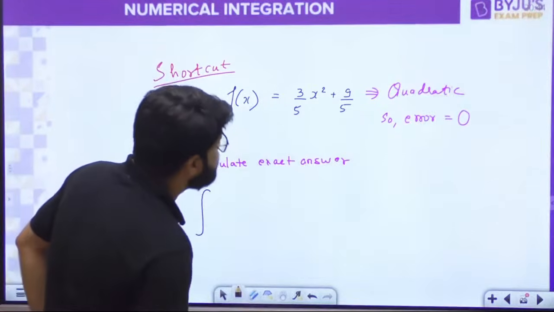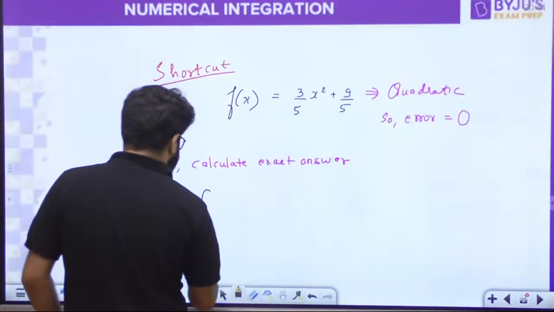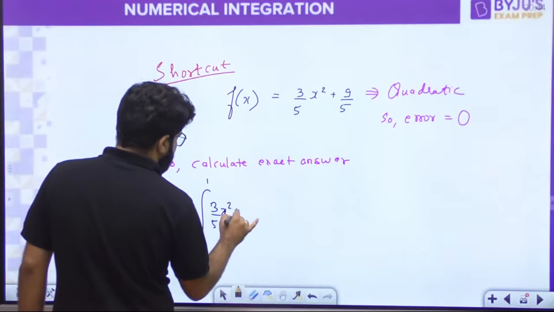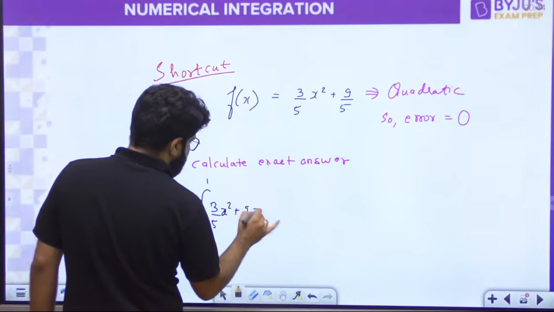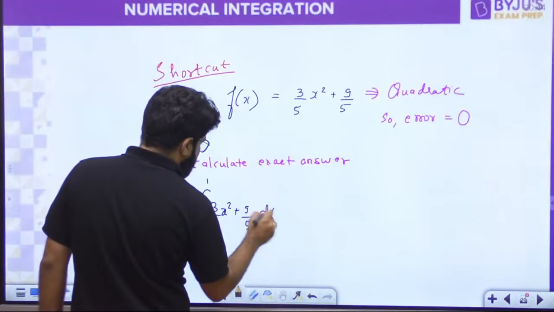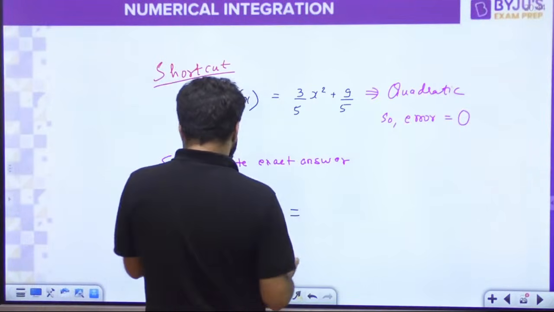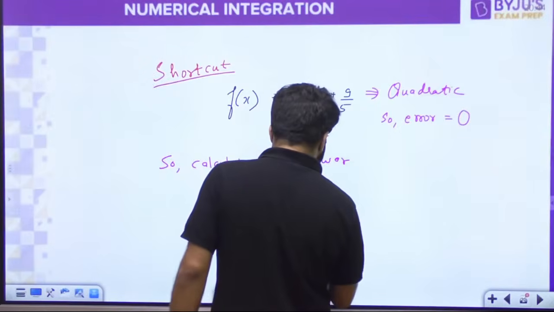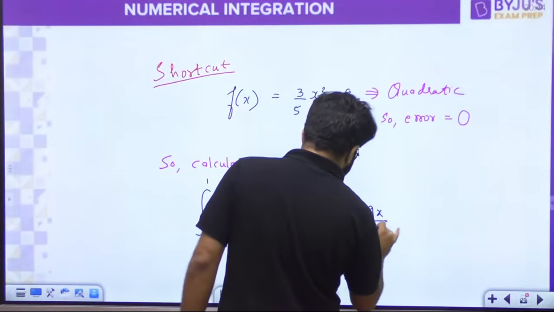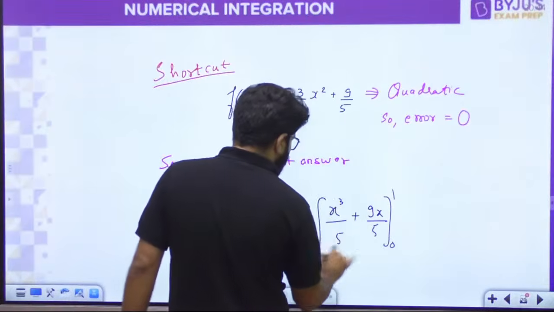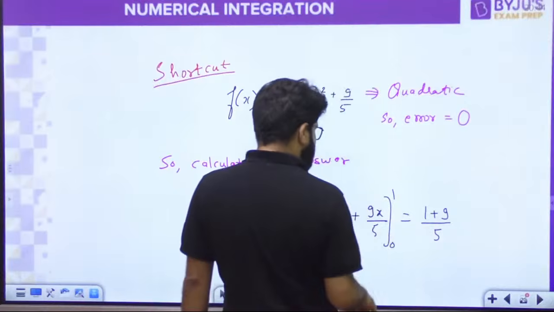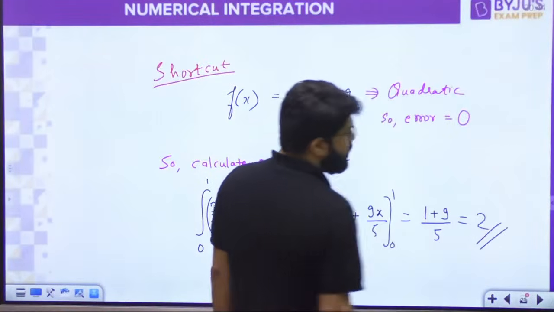Integration 0 से कहां तक? 0 से लेके 1. Integration 0 से 1 of 3 by 5 x square plus 9 by 5 dx. Done. Sir, what is the integral of x square? x cube by 3. 3 cancel तो बचेगा x cube by 5 plus 9x by 5. Lower limit 0, upper limit 1. तो upper limit आ गया 1 plus 9 whole divide by 5. Lower limit is 0. 10 by 5, answer is 2. Simple.